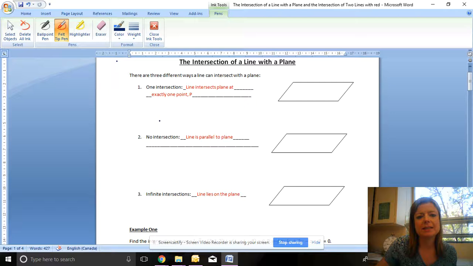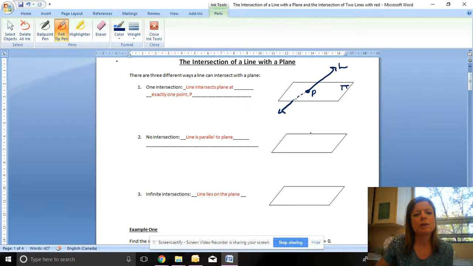The first option is that there's one intersection. So that would be like you can draw a line coming up, and then it would be underneath, hitting at this point and continuing on. So we label this L and this pi, and then this would be the point P of intersection. So it would intersect at exactly 1 point.